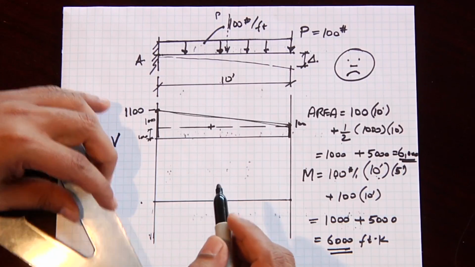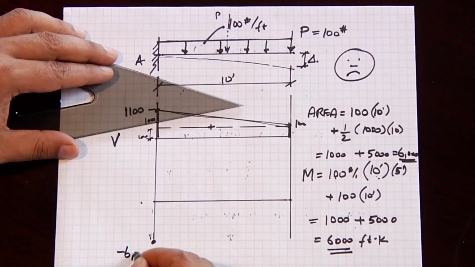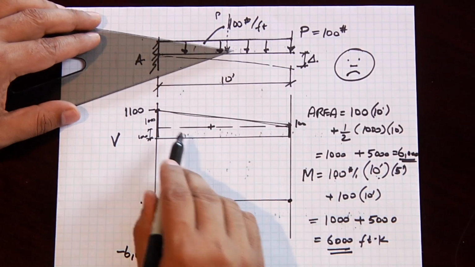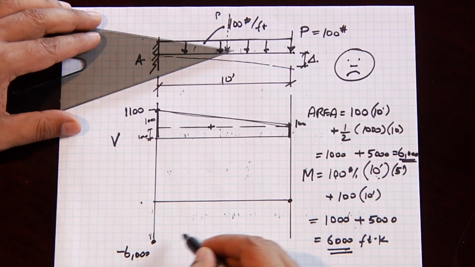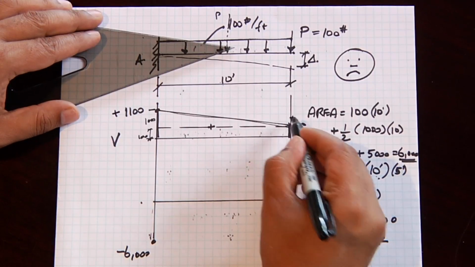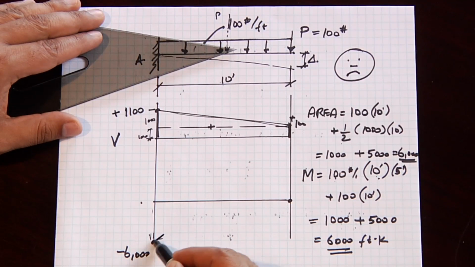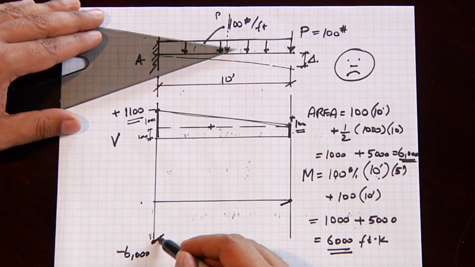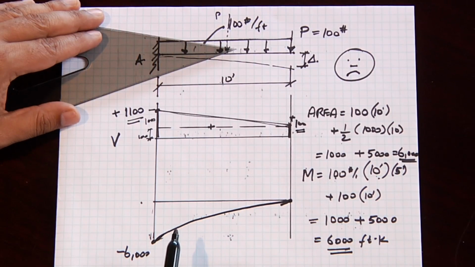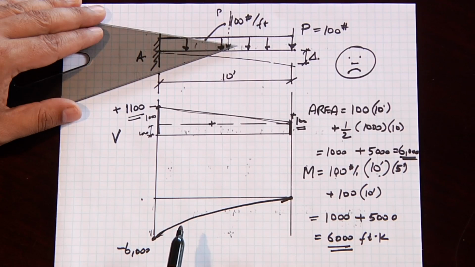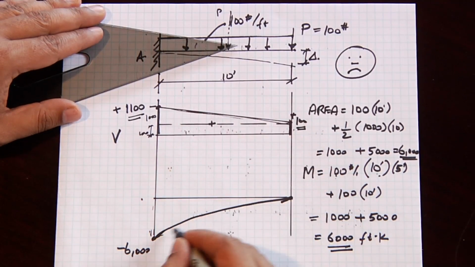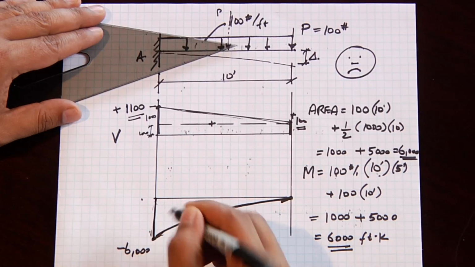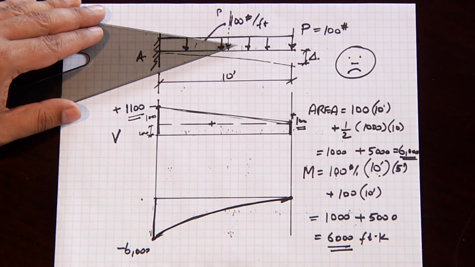So the moment diagram is going to start off at minus 6,000, and then it's going to end up at 0 because that's the area of this triangle. And the slope of the moment diagram is going to start off as positive and is going to end up as positive because the value of the shear diagram is plus 1,100 and this is plus 100, so the moment diagram is going to look like this. And this is a linear curve and this is a second degree curve. And that's our moment diagram. And that brings this module to a close. Thank you.